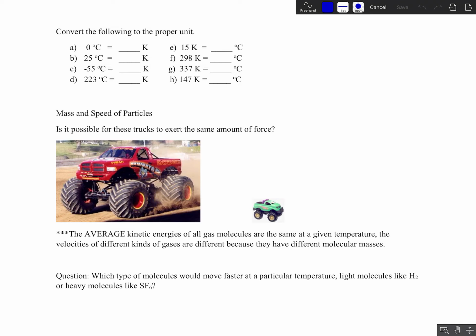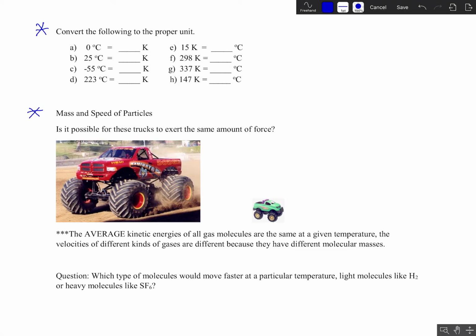We're going to do a couple of things. We're going to first convert from Celsius to Kelvin and Kelvin to Celsius. We learned how to do that in the last video, and we'll practice that today. And then at the end of the video, I want to talk about the mass of particles and their velocities. So let's start with conversions from Celsius to Kelvin and Kelvin to Celsius.